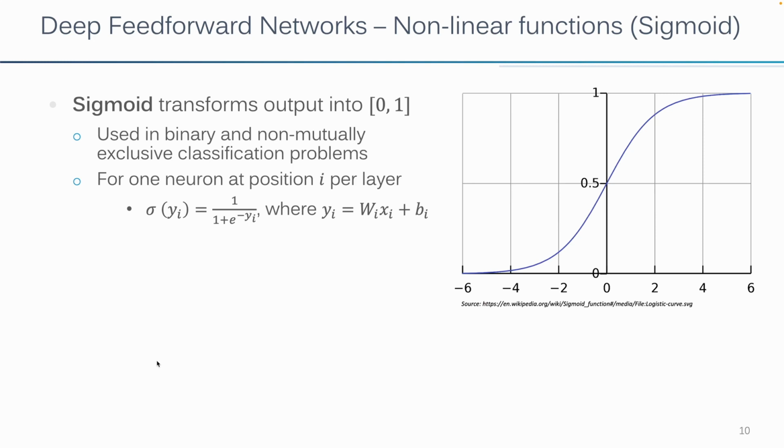And you don't have to have information about the other neurons like in softmax. You just take 1 over 1 plus e to the minus yi, and it will transform into that score. So now we treat each neuron independently. Usually it's for binary problems, but you can also use it for multi-class problems. And yeah, so that's another function.